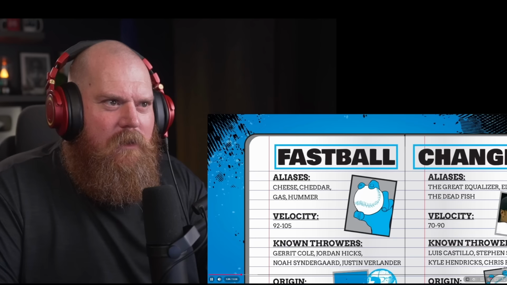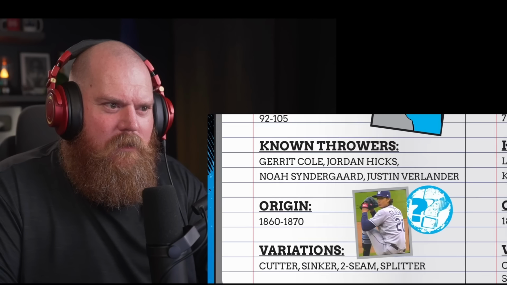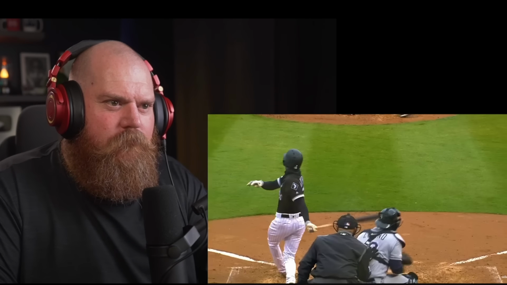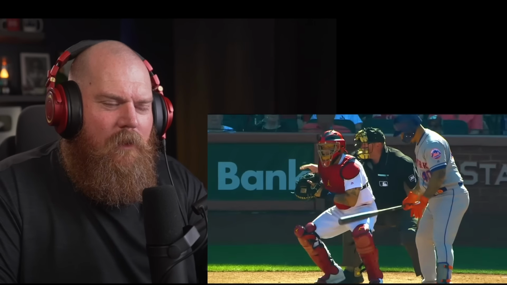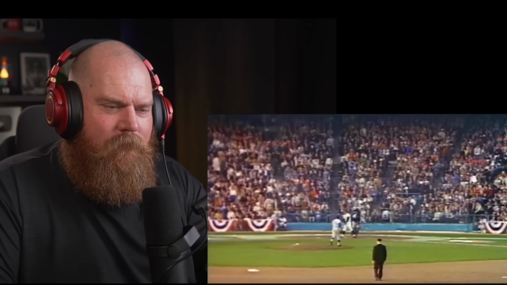First up, number 1, the heater, cheddar, gas, the fastball. The goal of the fastball is pretty self-explanatory. A pitcher throws the ball as fast as he can, trying to blow by the batter.